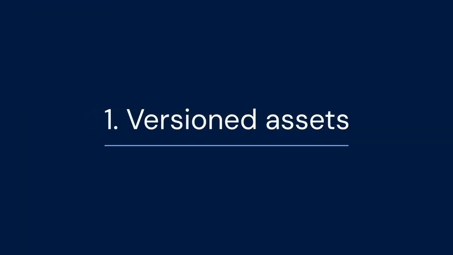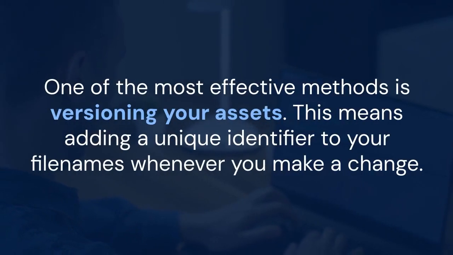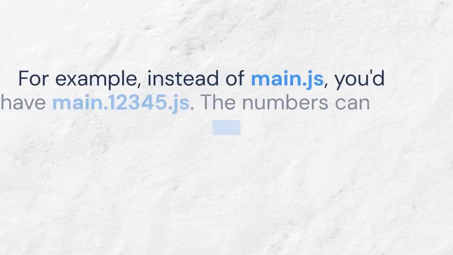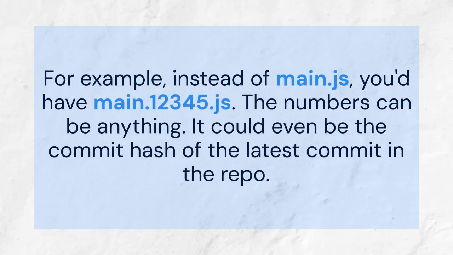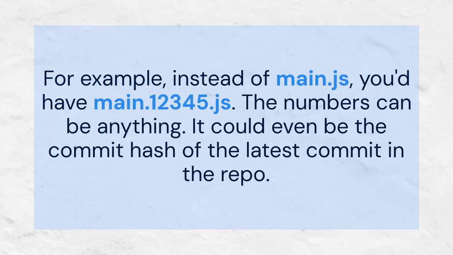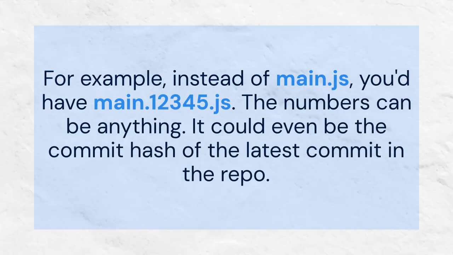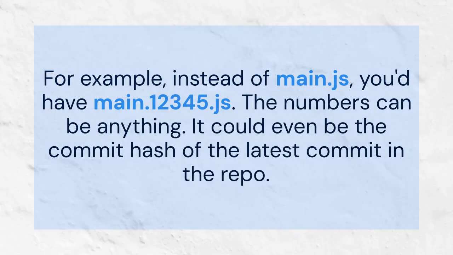1. Version assets. One of the most effective methods is versioning your assets. This means adding a unique identifier to your file names whenever you make a change. For example, instead of main.js, you'd have main.12345.js. The numbers can be anything. It could even be the commit hash of the latest commit in the repo.